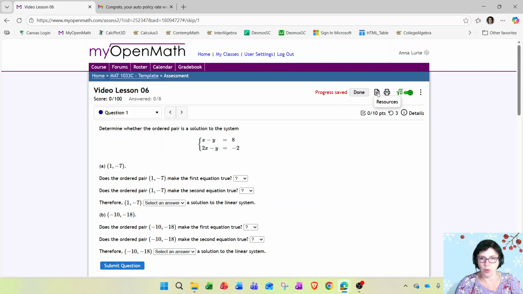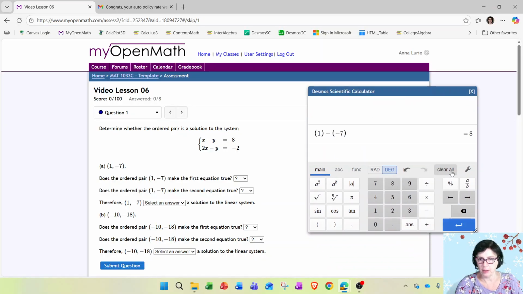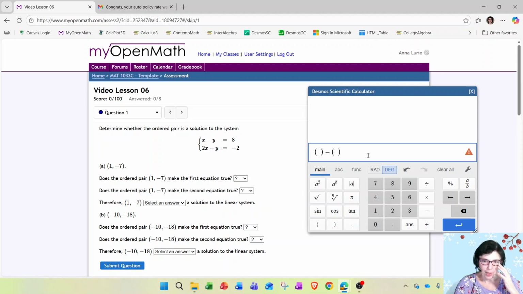So let's go ahead and open up Desmos. We're opening up the Desmos Scientific Calculator, and we'll open it in a sidebar. Let me just clear everything here. The first thing I'm going to do is make the left-hand side of the first equation in Desmos by substituting, instead of x, empty parentheses, okay? Minus, and then empty parentheses for y. And then the second equation is going to be 2 multiplied by x, but again, we are going to put empty parentheses, minus, and then instead of y, we also put empty parentheses.